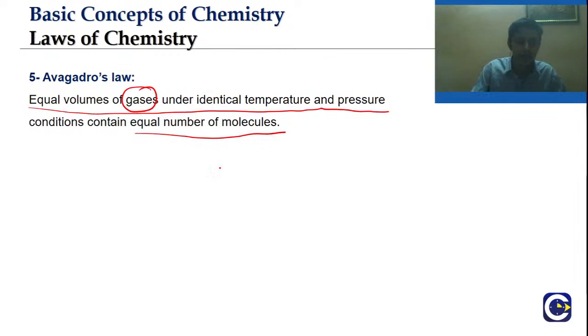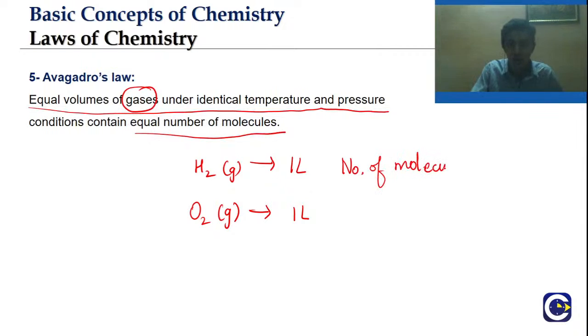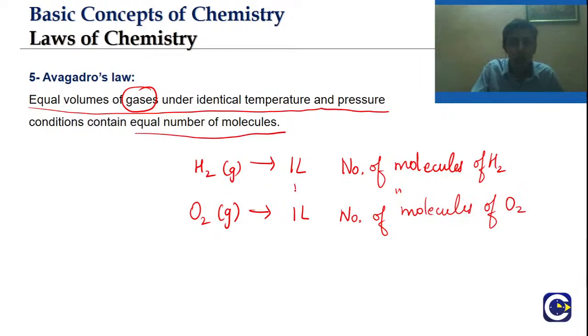So say I am taking H2 gas and O2 gas. If the volume of H2 gas is 1 liter, and I am taking O2 gas to be 1 liter, then the number of molecules of H2 will be equal to the number of molecules of O2. Getting it? Why will these two be equal? Because volume is equal. Clear? This is what Avogadro's law means.